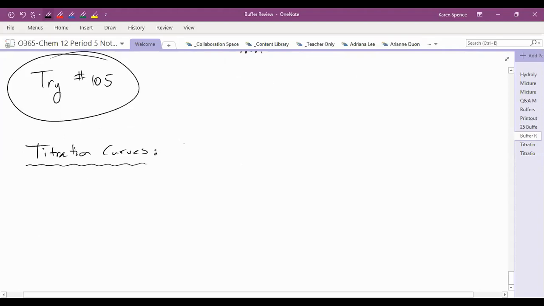Okay, a titration curve is a graph of pH versus volume of titrant added. Okay, what the heck is a titrant?